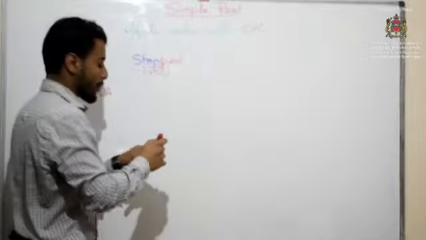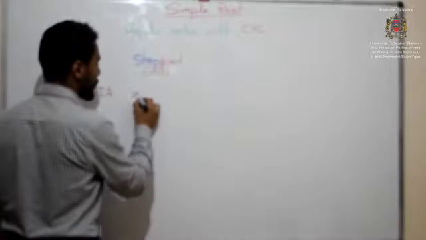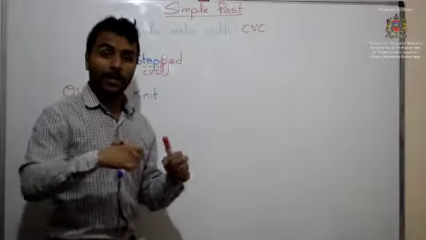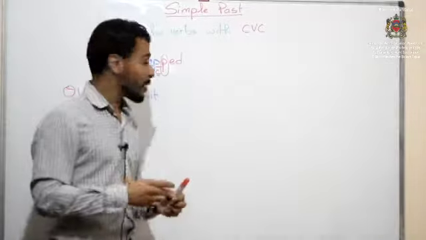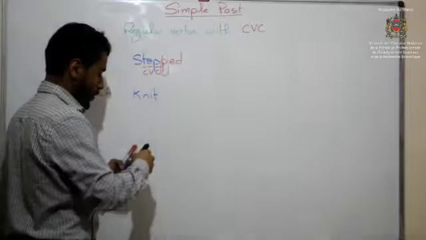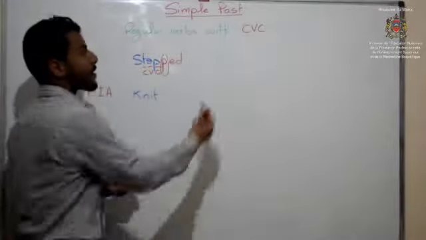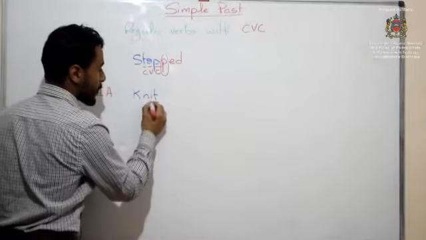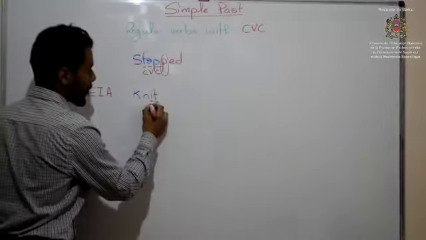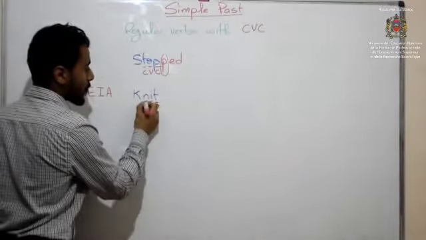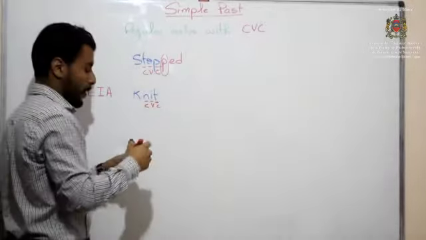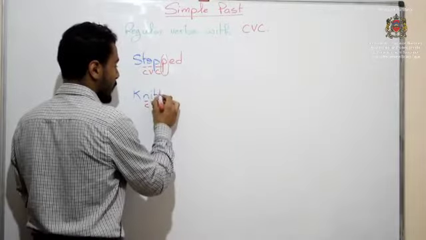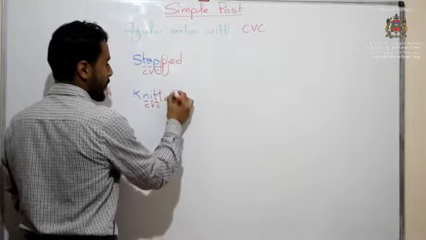I'll give you another example. Another example, the verb knit. Well, your grandmother knits socks for you sometimes. Okay, now the verb knit has the CVC rule, which is C, consonant, I, which is a vowel, and then N, which is a consonant, a normal letter. Now, of course, I am going to double the T and then add ed.